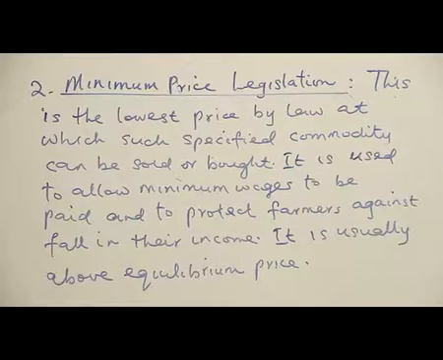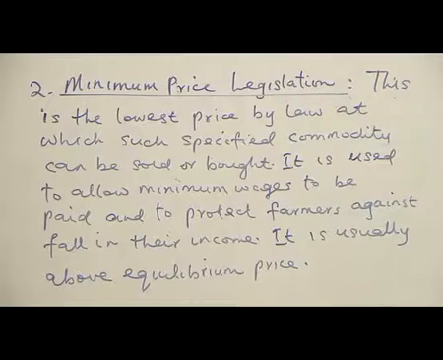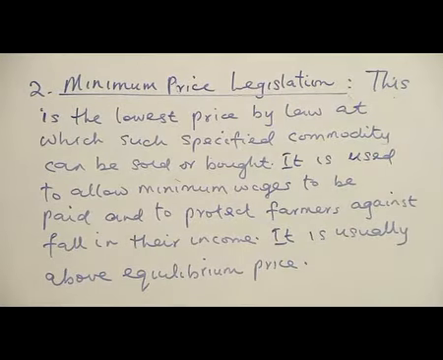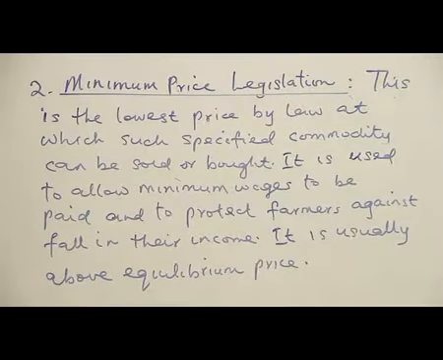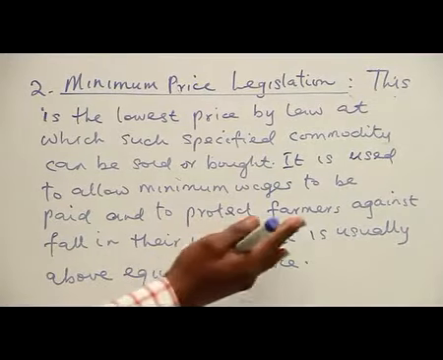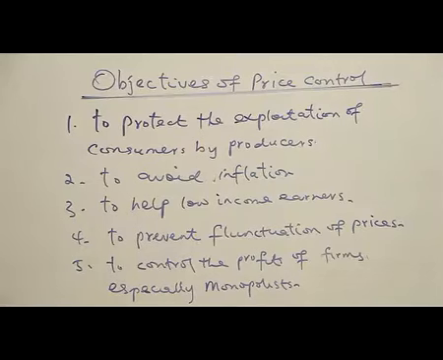But where we have minimum price control, it lets employers understand the lowest they can pay workers. That is why most of the time it is above the equilibrium price. Having determined the equilibrium price of that particular service or product, they will now place the minimum price above it, so that the employees can have good salaries and the farmers too can have an increase in their income. Objectives of price control, which we call price legislation.